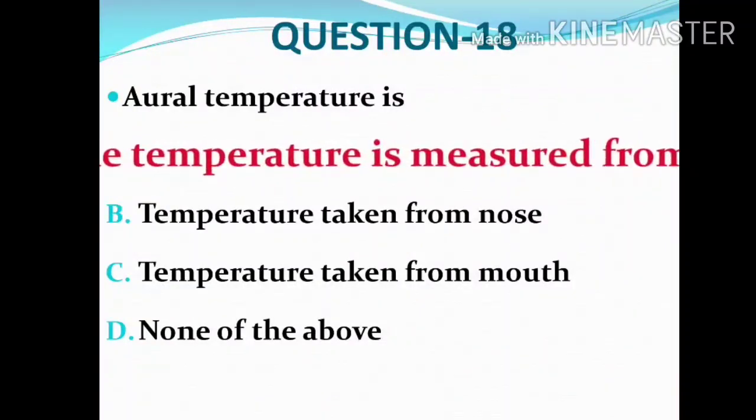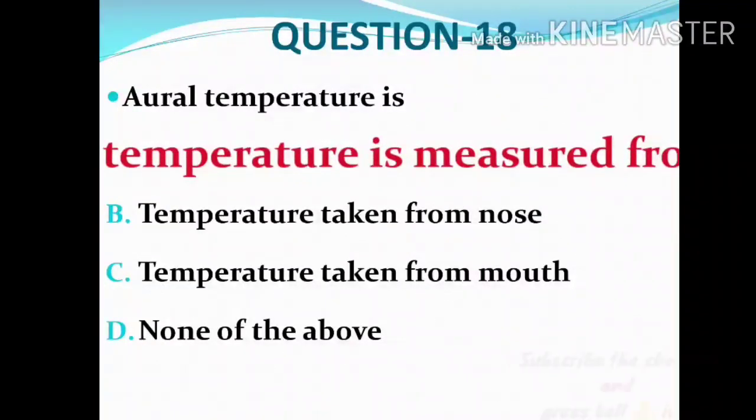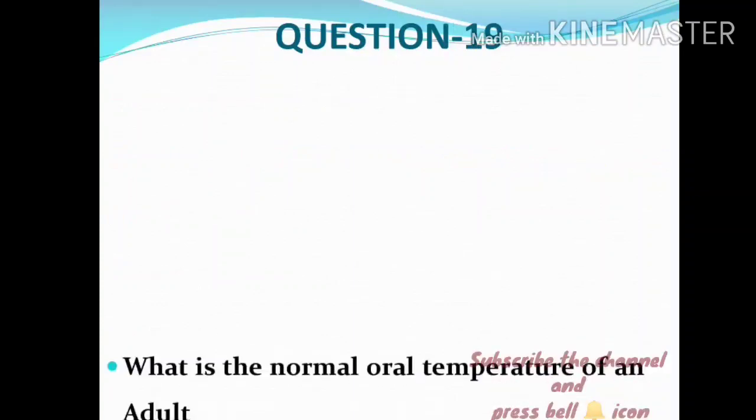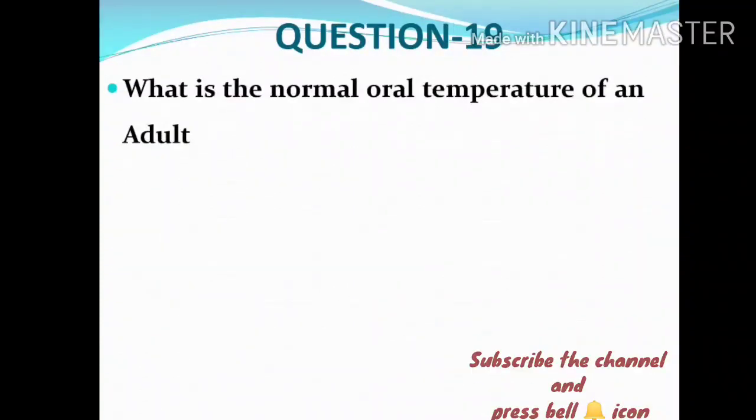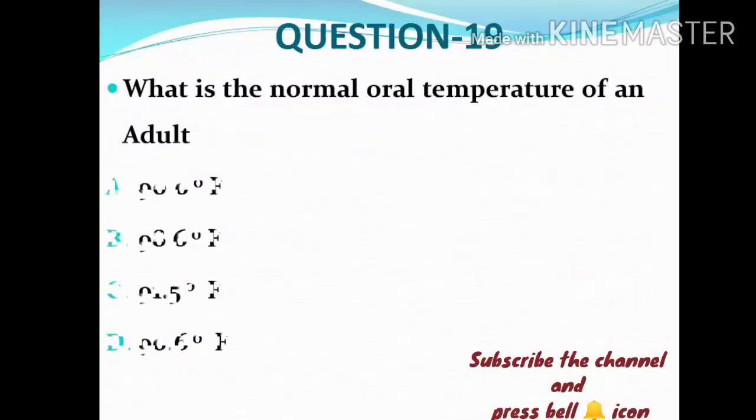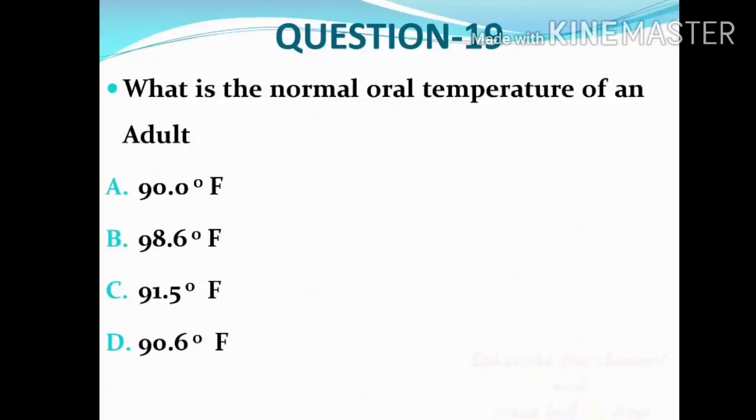Next we move on to the next question, that is, what is the normal oral temperature of an adult? Options: 90 degree Fahrenheit, 98.6 degree Fahrenheit, 91.5 degree Fahrenheit, 90.6 degree Fahrenheit. Answer is 98.6 degree Fahrenheit. 98.6 degree Fahrenheit is the normal oral temperature of adult.